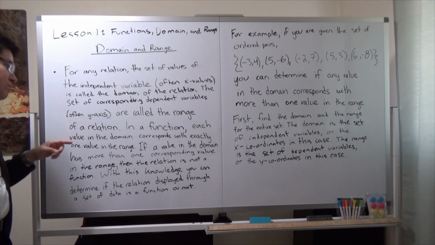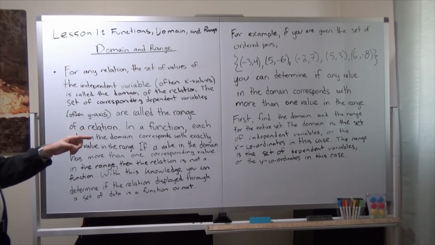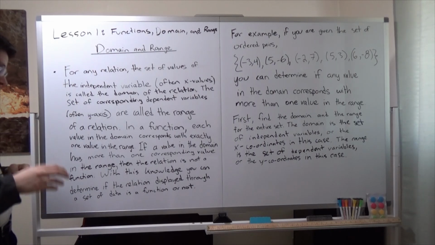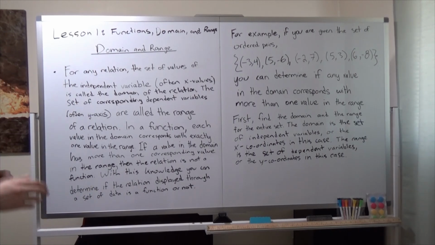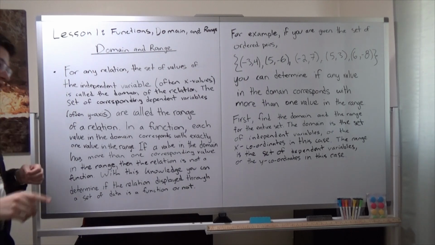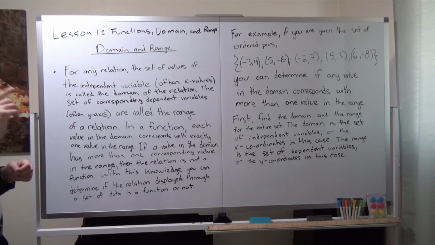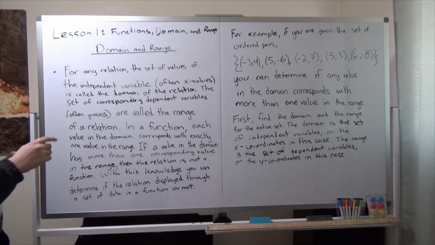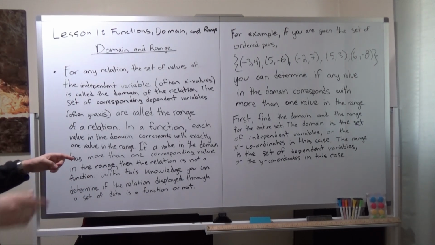If a value in the domain has more than one corresponding value in the range, then the relation is not a function. So if the relation is a function, each value in the domain has only one corresponding value in the range. If a single value in the domain has more than one corresponding value in the range, it is not a function, and it is simply a relation. With this knowledge, you can determine if the relation displayed through a set of data is a function or not.